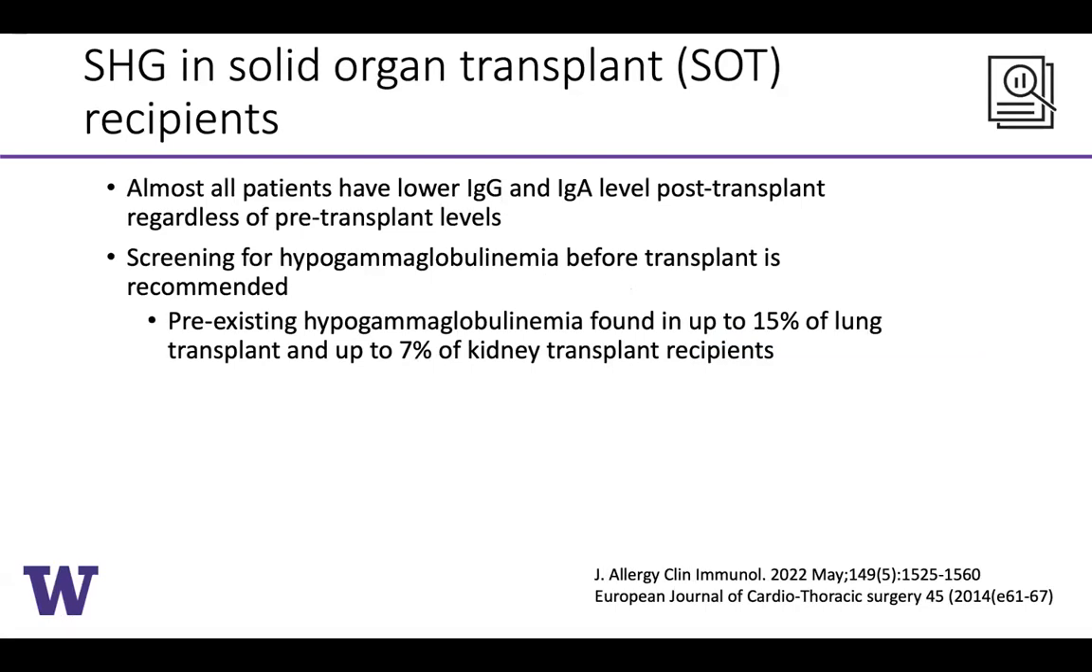Other studies did show that really almost all patients have some decrease in IgG and IgA level post-transplant, regardless of their pre-transplant levels. And that's why pre-transplant, they do screen for immunoglobulin levels. This is within several national society guidelines. And interestingly, on the screening in one study, pre-existing hypogammaglobulinemia was found in up to 15% of lung transplant and up to 7% of kidney transplant patients.